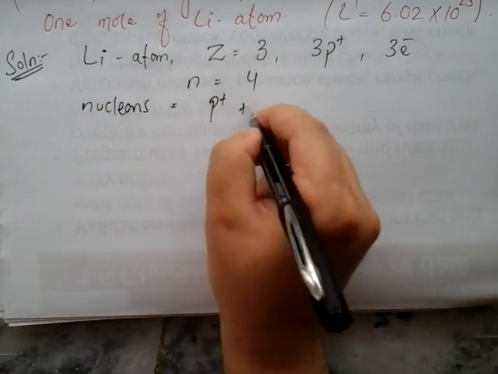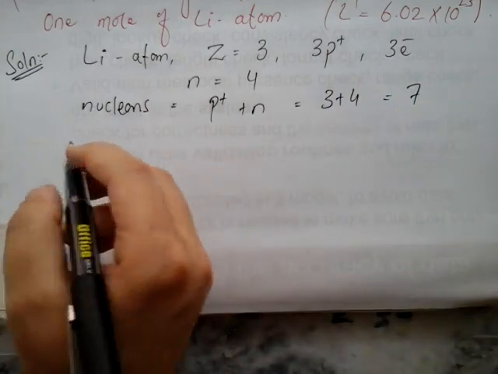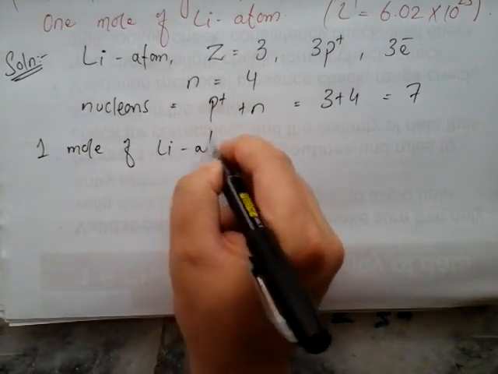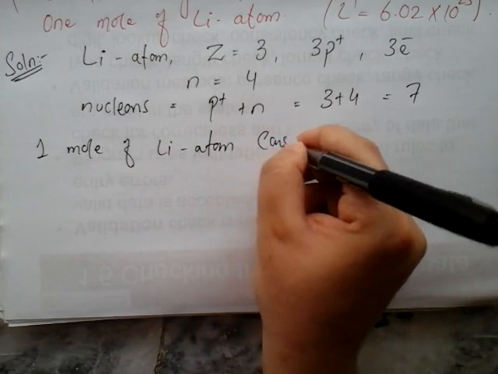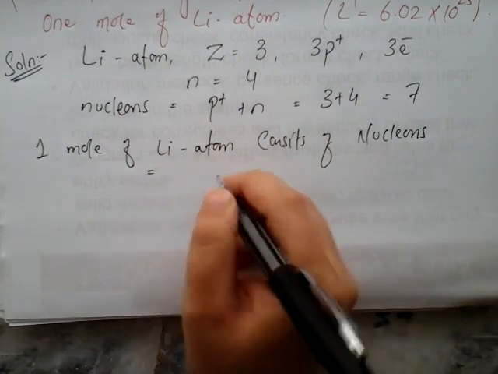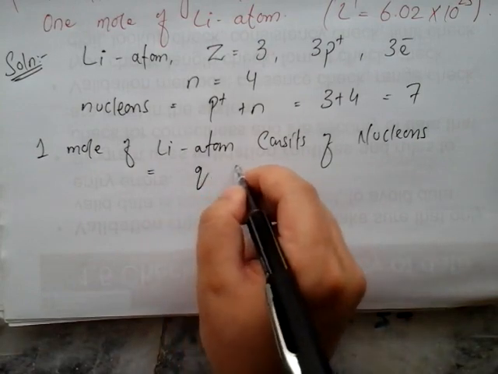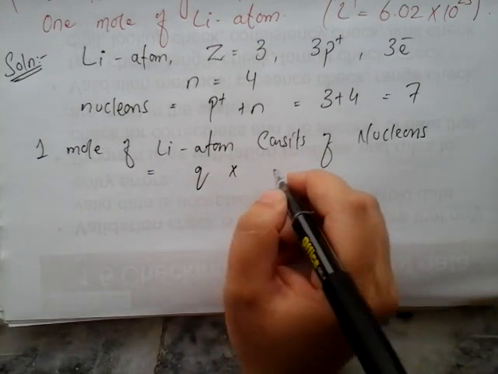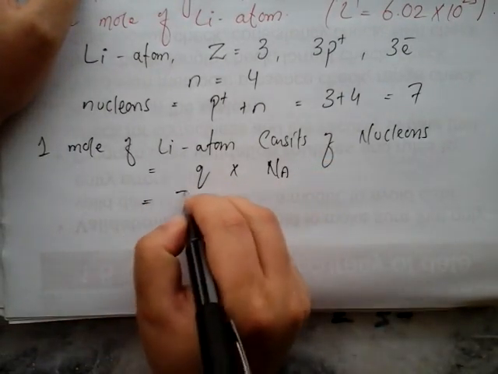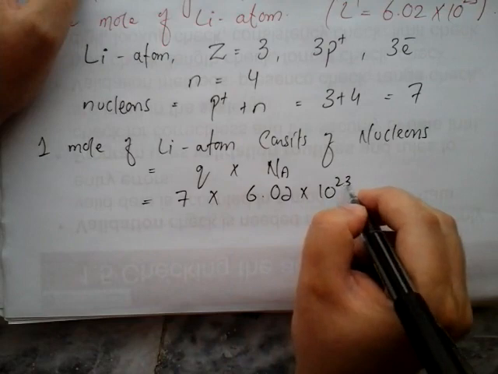Nucleons are equal to protons plus neutrons, so 3 plus 4 is equal to 7. So how many nucleons are present in 1 mole? One mole of lithium atoms consists of nucleons. We know that we have to multiply the quantity with Avogadro's number. So here, 7 multiplied by Na, 6.02 into 10 raised to power 23.